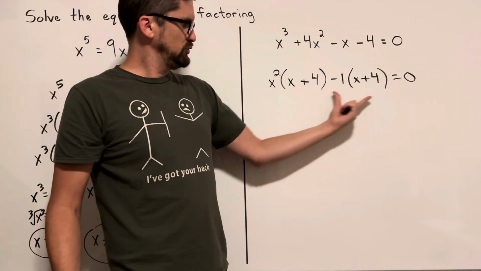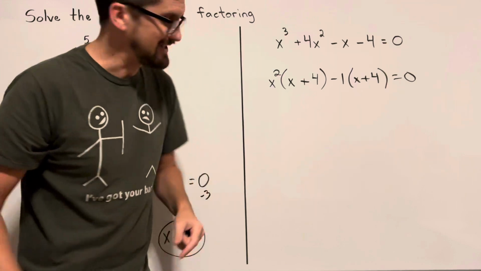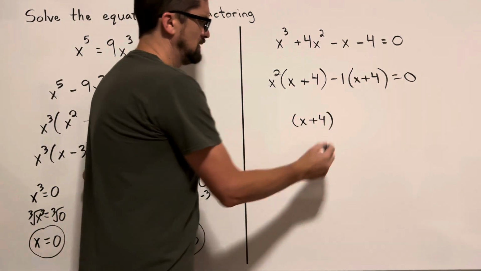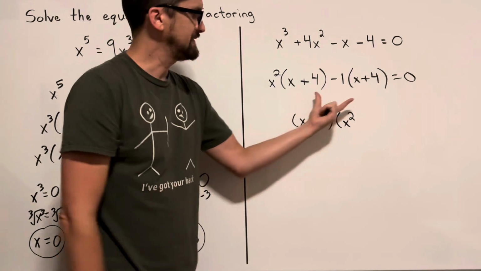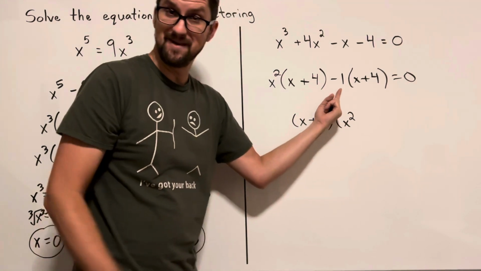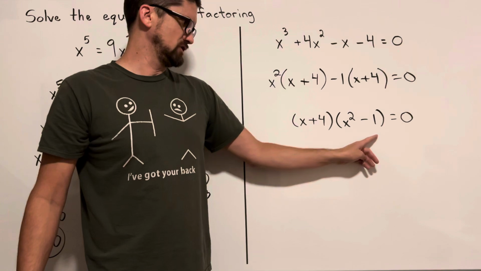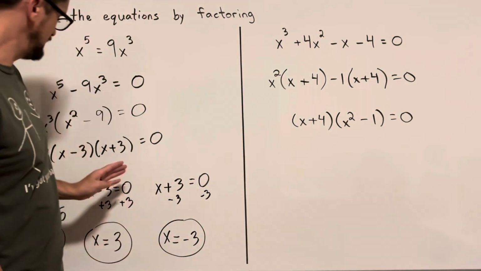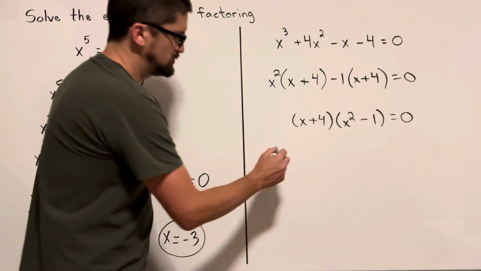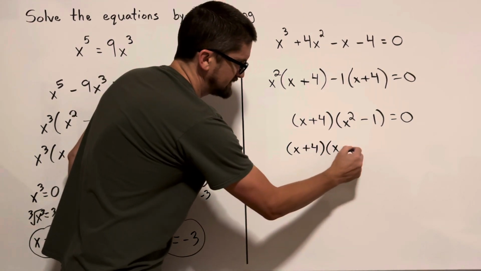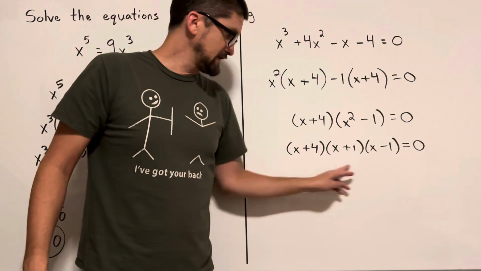Now that you have 2 groups separated by a minus sign, you're going to factor out the x plus 4 that's common to both groups. Out of the first group, factoring out x plus 4 leaves you with an x squared. And factoring an x plus 4 out of the second group, you're left with a minus 1. This is also a difference of squares, just like we had over here with x squared minus 9. X squared minus 1 is a difference of squares because 1 squared is 1. So we can go a step further and write this as (x plus 1)(x minus 1). All right, now the left-hand side is factored completely.